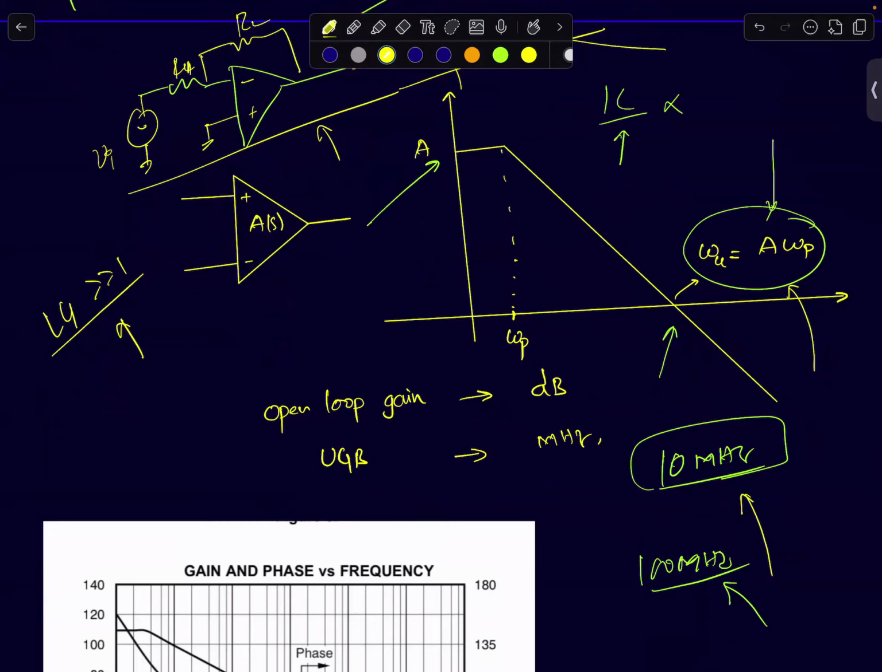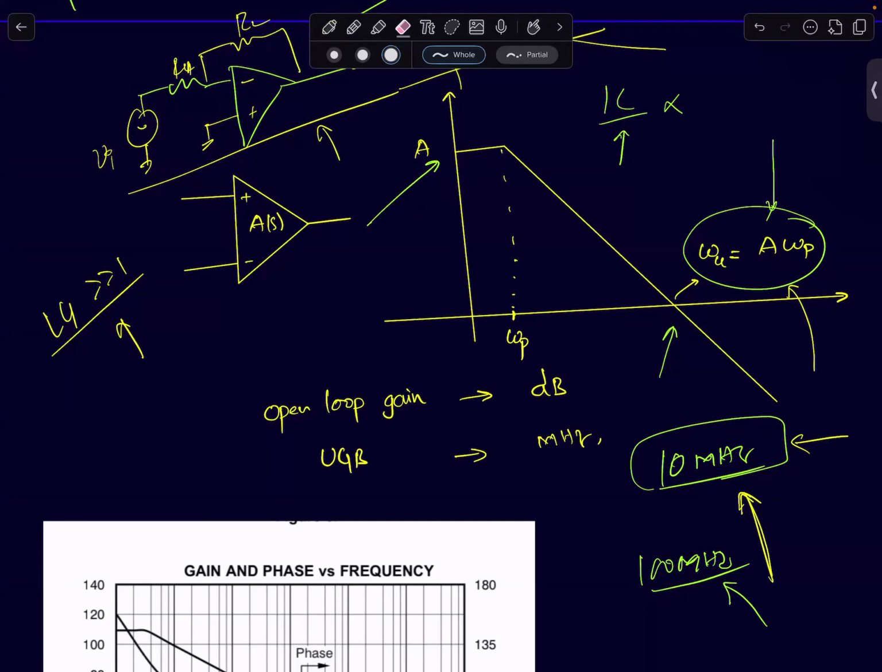What is the maximum frequency in audio for audio op-amps? Yeah, in the order of tens of kilohertz, right? So therefore, this should be fine. At 10 megahertz, the gain bandwidth product is a pretty safe number. So I can use an op-amp with a UGB of 10 megahertz without any problems.